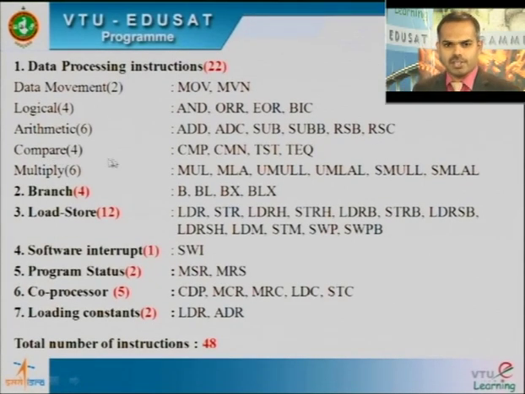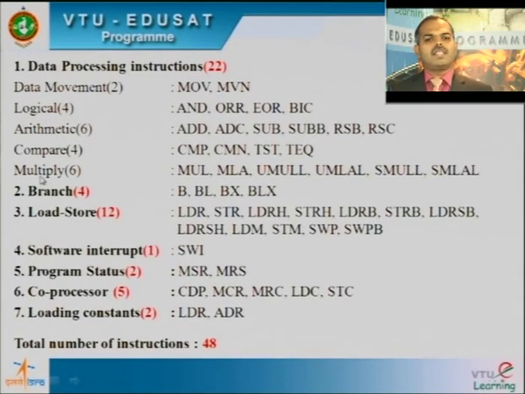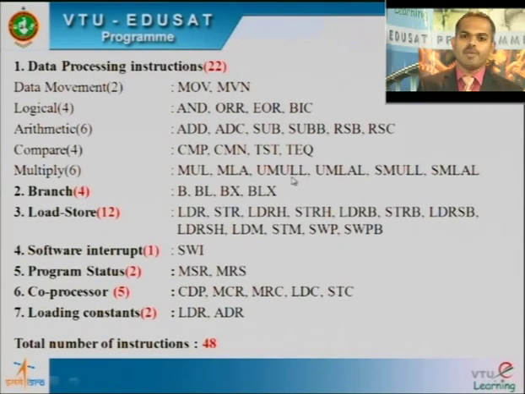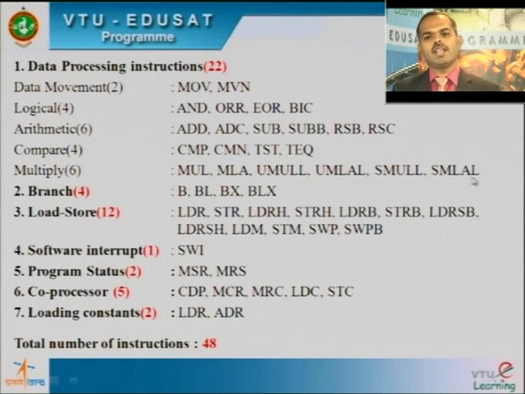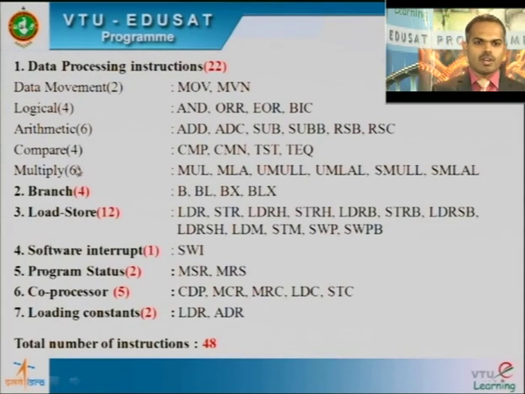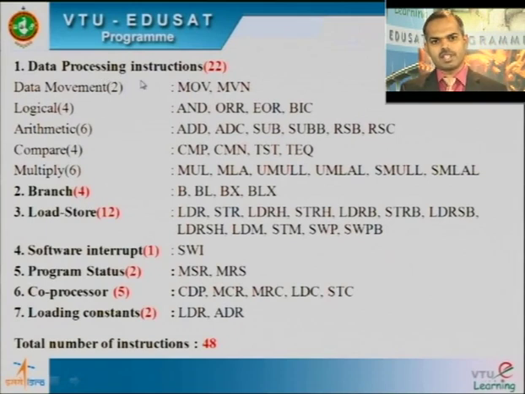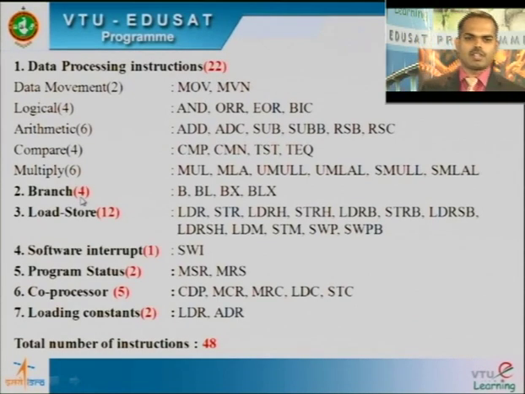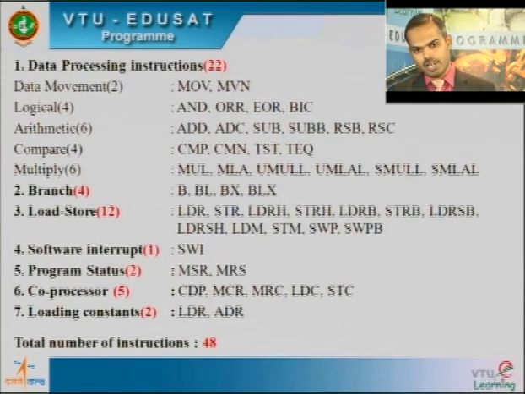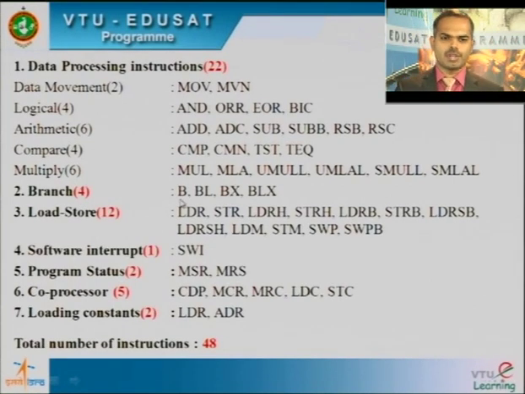There are 4 compare instructions that we have studied, CMP, CMN, TST and TEQ. There are 6 multiply instructions, MUL and MLA, UMULL, UMLAL, SMULL, SMLAL. These are all the instructions which come under the data processing instructions. Together, all this becomes 22 instructions. The next class of instruction is the branch instruction. There are 4 branch instructions supported by ARM architecture version 4T: B, BL, BX and BLX.